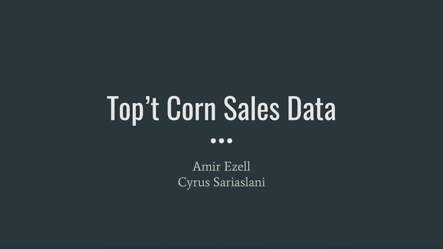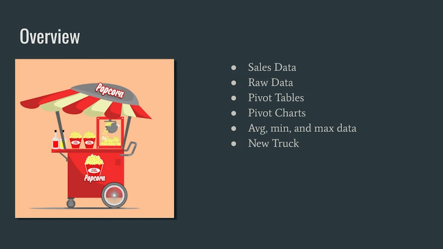Today we'll be going over the data presented by the company Topped Corn. In this presentation, we'll be going over the sales data for this company, as well as looking at the sales data in different charts. So what I mean by that is we'll be looking at the raw data, the pivot tables, as well as the pivot charts that are provided to us. And we'll also go over the average, min, and max data for the data provided to us. And finally, we'll be wrapping up with the possibility of obtaining a new truck for the company.